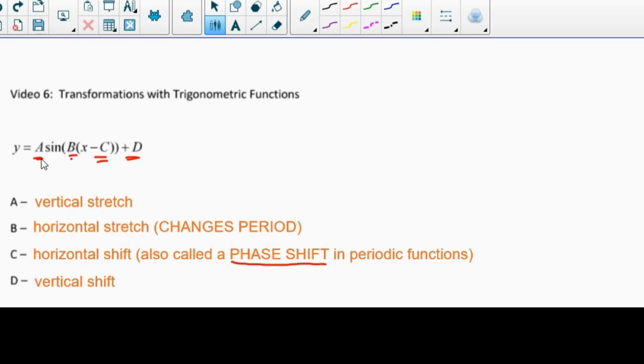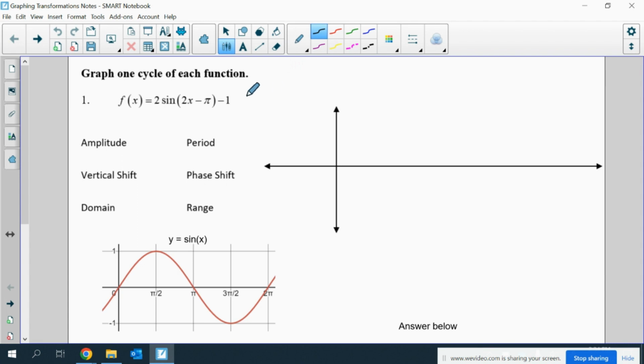And then B represents a horizontal stretch, which in essence, for periodic functions or trig functions, changes the period. Now, we also could have put something like y equals a times cosine b x minus c plus d, or tangent, cotangent, secant, or cosecant. All of these do the exact same thing to the basic function, but they end up shifting it in a variety of different ways. We're going to graph one cycle of 8 different trig functions that have transformations.